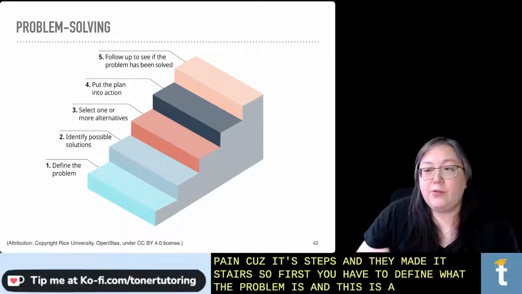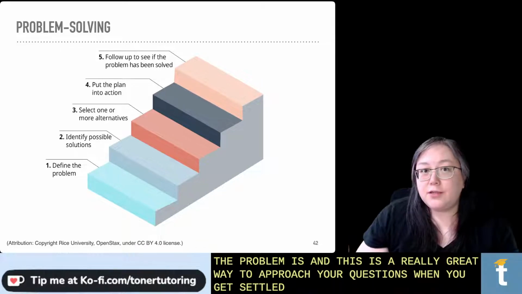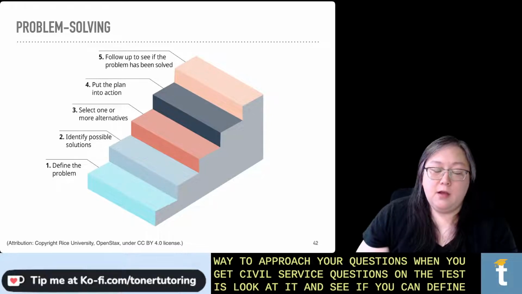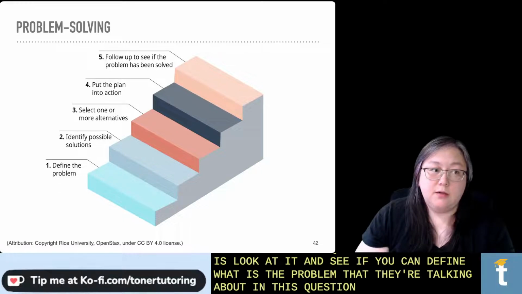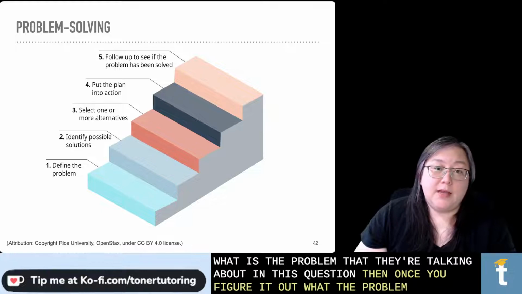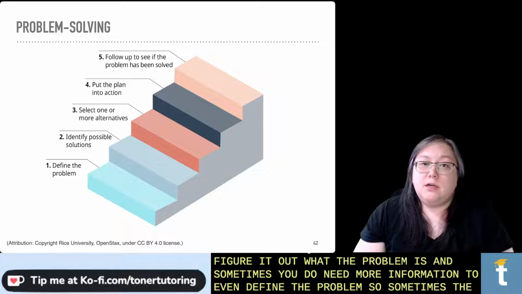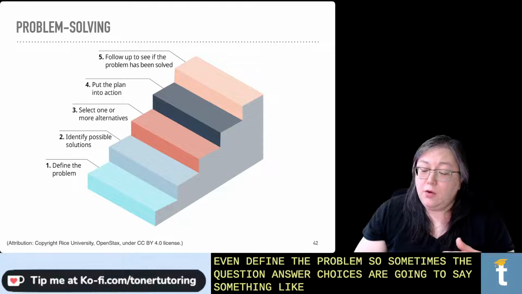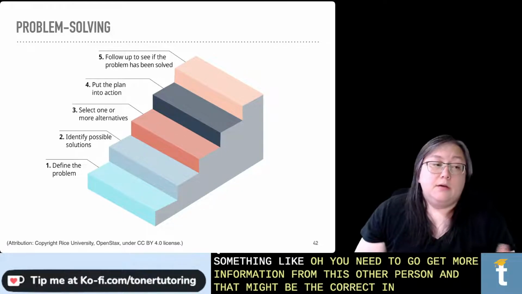And this is a really great way to approach your questions when you get civil service questions on the test: look at it and see if you can define what is the problem that they're talking about in this question. Then, once you've figured out what the problem is, and sometimes you do need more information to even define the problem. So sometimes the answer choices are going to say something like, oh, you need to go get more information from this other person. And that might be the correct answer.